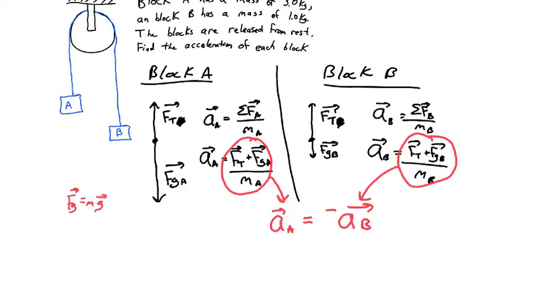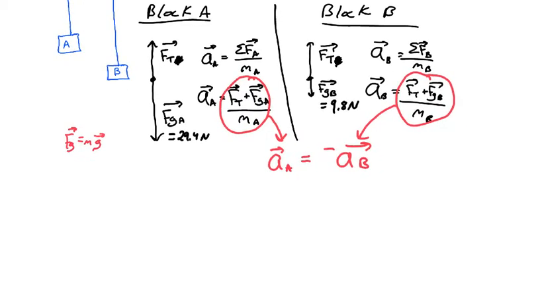So force of gravity on object A, that's going to be the 9.8 meters per second squared times 3 kilograms, so that's 29.4 newtons. And on object B, we'll have 1 kilogram times 9.8 meters per second squared, so that'll be 9.8 newtons on that one. All right, and so I'll plug in numbers here as I'm making this substitution.